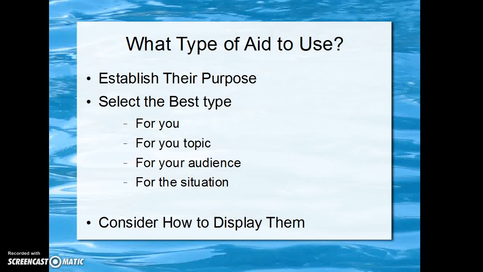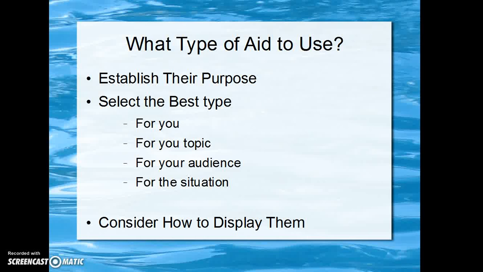When you're trying to figure out what type to use, there's several different things you should take into consideration. The first is to establish their purpose. What is the purpose of your visual aid? It should never be because you have to have a visual aid. Visual aids should always serve a purpose. They should always fit the topic. They should always be something you can use and are comfortable with. They should be relevant to the audience, and they should be right for their situation.